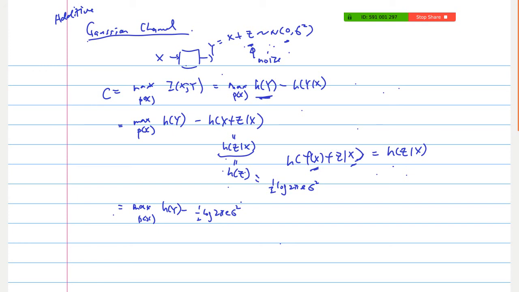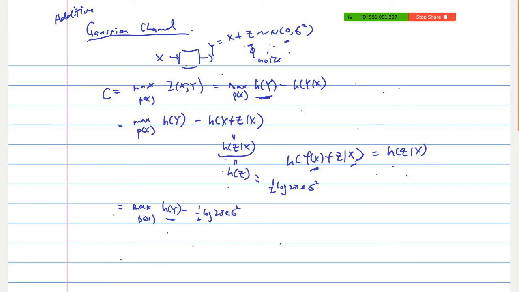I think we talked about a result in the past for a fixed variance. Actually, I missed something here: how to calculate h(y). It's still open; I haven't finished yet.